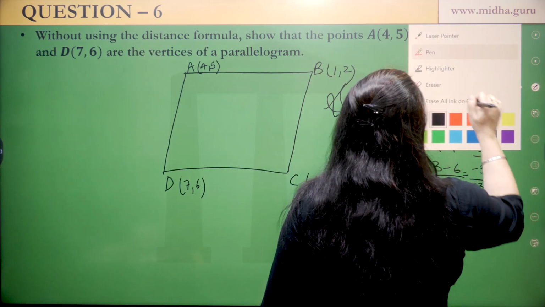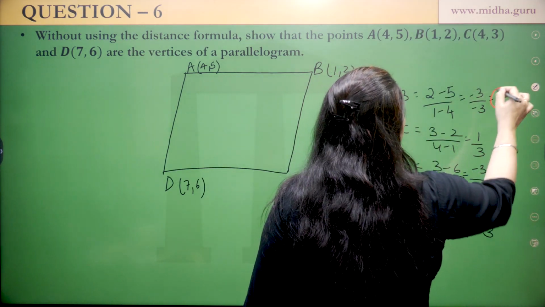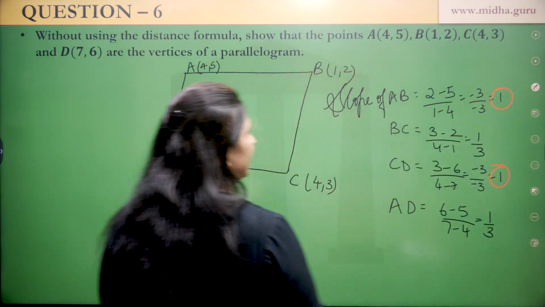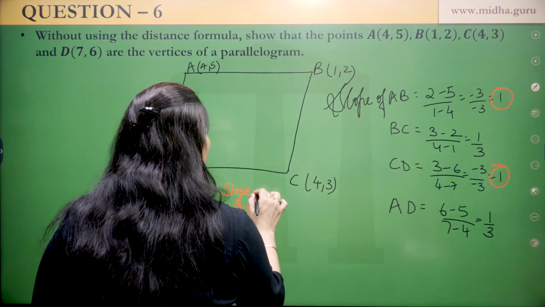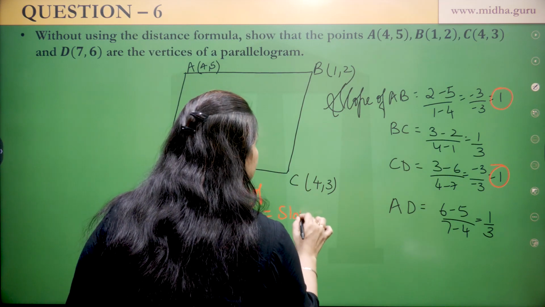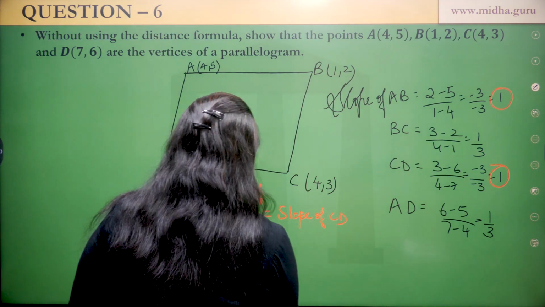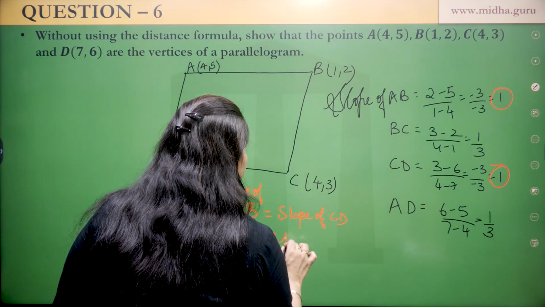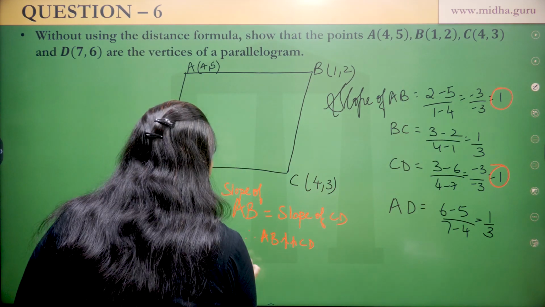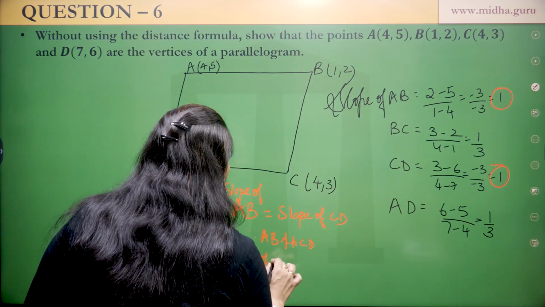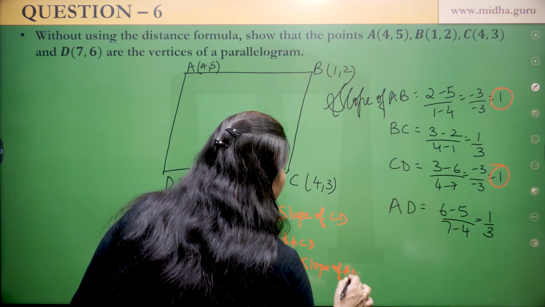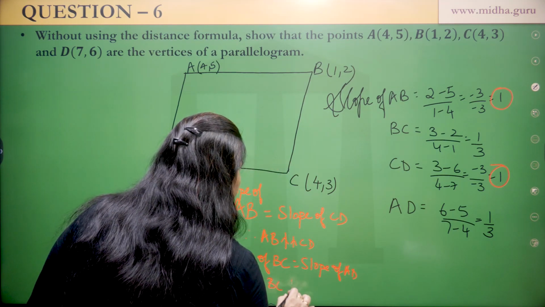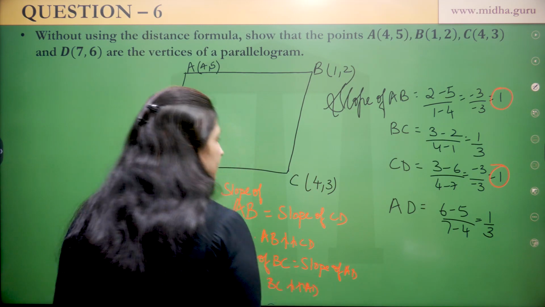Now just look at all the slopes. We are seeing that AB and CD are equal. We can write: slope of AB is equal to slope of CD. Therefore, AB is parallel to CD. Similarly, slope of BC is equal to slope of AD. You can see it's 1 by 3. So, therefore, BC is parallel to AD.